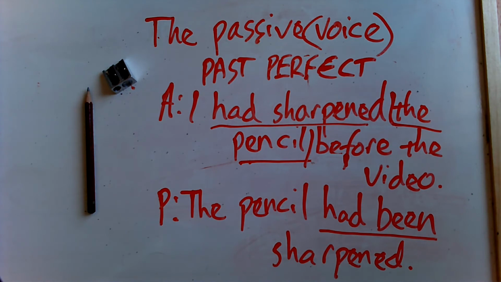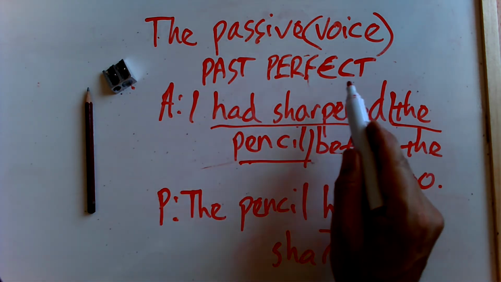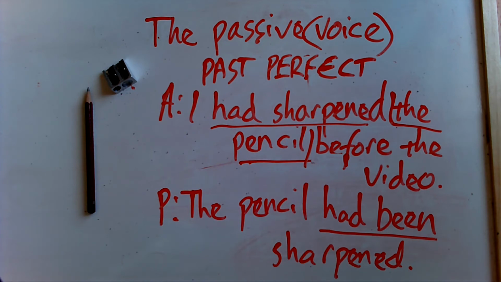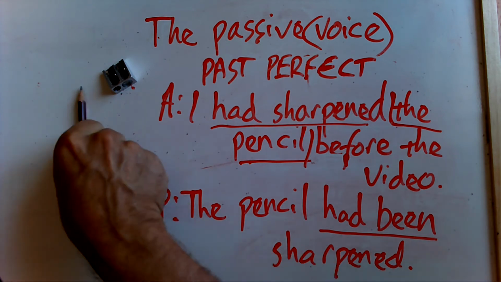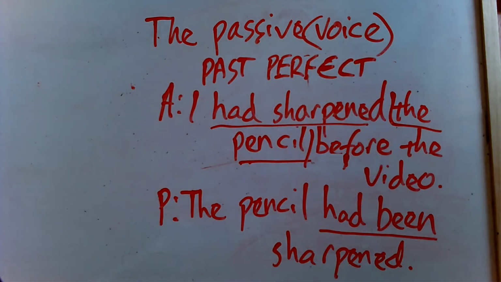Okay, "had been sharpened before the video", but we don't need to put "before the video". I've written "before the video" to make it clear that past perfect is the right tense to use. Okay, the pencil had been sharpened. Okay, the past participle of the verb to sharpen. That's past perfect.